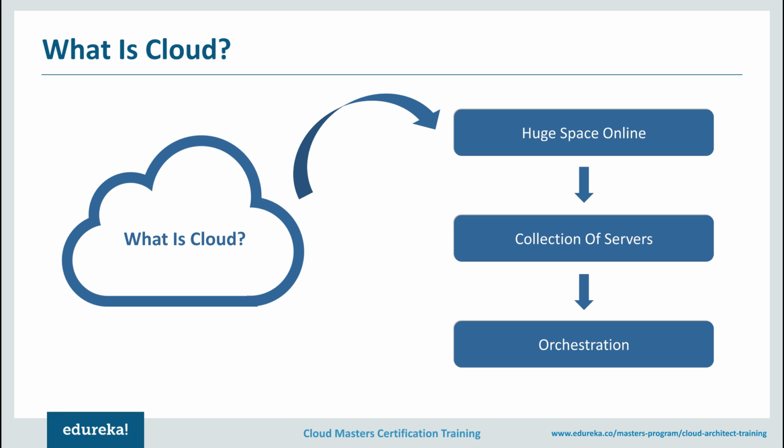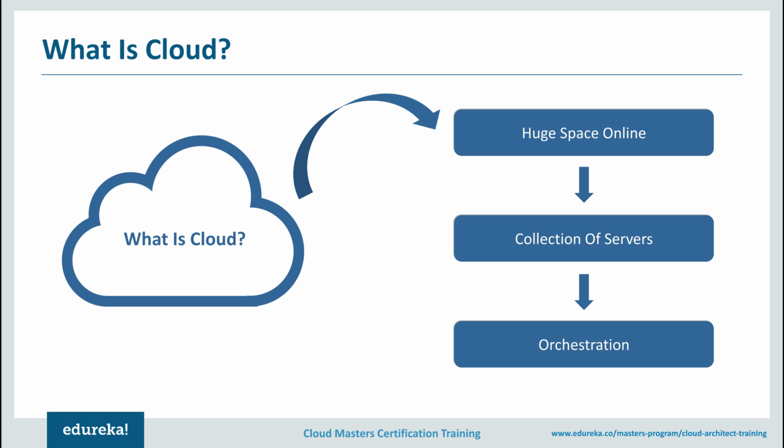The keyword here is orchestration. Everything that is here, that is that huge space online and the collection of servers, was orchestrated and given to you in such a way that it made all the difference. And that is why cloud is different. How? You can actually rent these services and use them only for the time duration you want, and you pay only for that time duration. That means, suppose you need 2 petabytes of space, you would be using only that space and you'd be paying only for that space and only for the time duration you are using it.